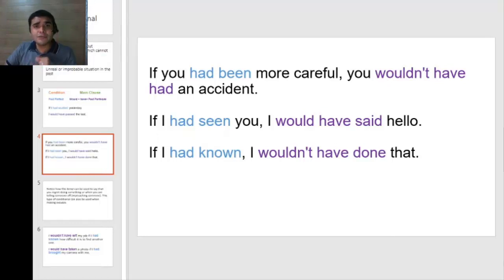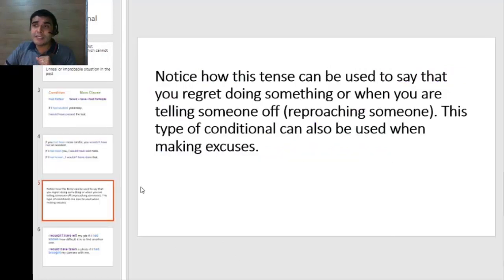Okay, guys, this is something just for you to keep in mind. Notice how these sentences can be used to say that you regret doing something, right? When you are telling someone off or reproaching someone, right? It could also be used to make excuses, right? To imagine a different past. It's really common when we are referring to regrets. When you feel bad about something that you did in the past and you would like to change it, but you can't, right? Because it's something that is already in the past. So third conditional, hypothetical or unreal situations in the past.